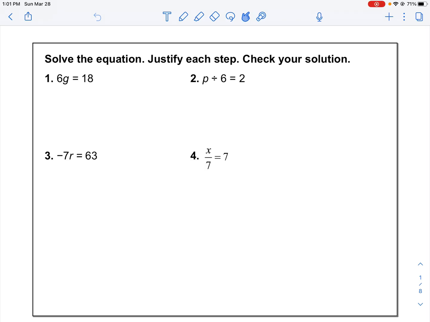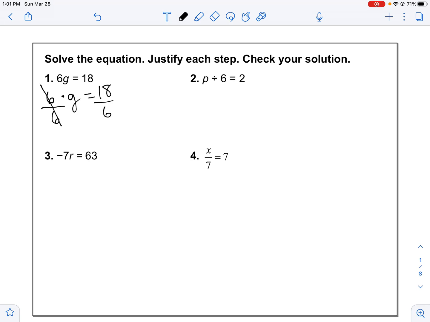All right, guys, hello. This is section 3.4, part 1. And we're going to start by solving some equations. Now remember, when the letters are next to each other, it's multiplication. And when we're solving, we always do the opposite. So the opposite of multiplying is dividing.